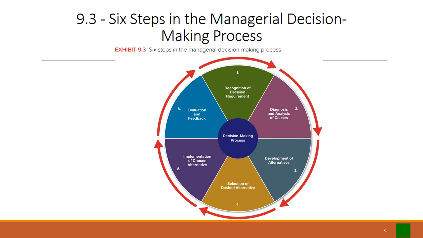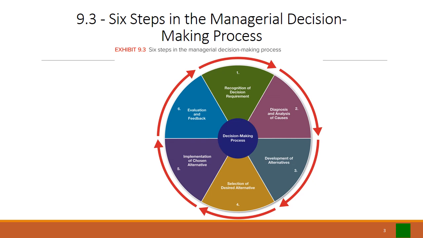Next is the diagnosis and analysis of the causes that lead to the decision. So, is there a state of disequilibrium affecting the organization? When and where did it occur? To who did it happen? And is there urgency that needs to be addressed? Also, are any of the events that we need to pay attention to interconnected?